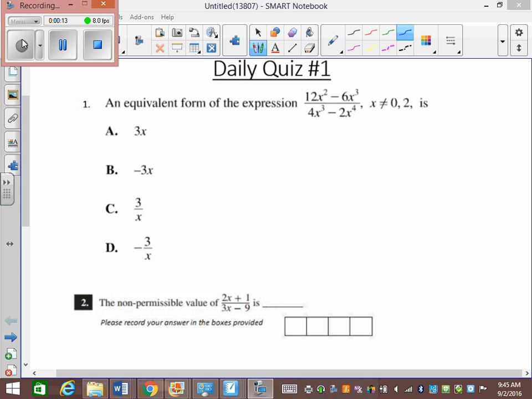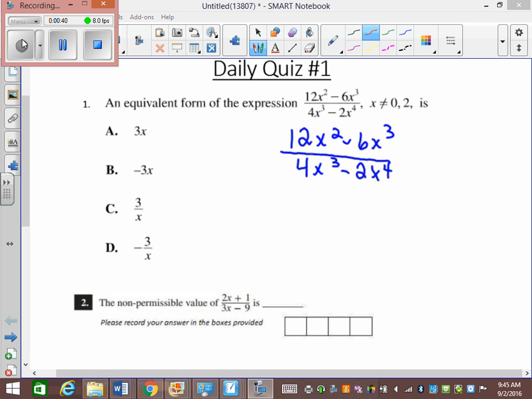The top, I could take out, all of them I could take out a 2 and an x squared. That's the 2x squared, and summation for minus 6 over 4x cubed minus 2x. Remember we said equivalent has to come out of everything, right? Simplifying it can come out of the top or the bottom, but when it's equivalent, it means it has to come out of everything in order for it to be equivalent, right? So out of all of them, I can take out a 2 and an x squared. So it's small.